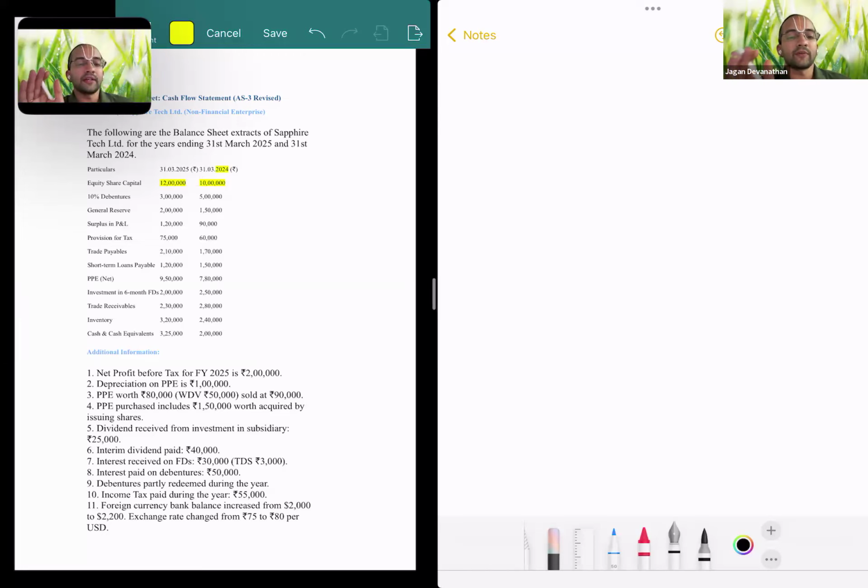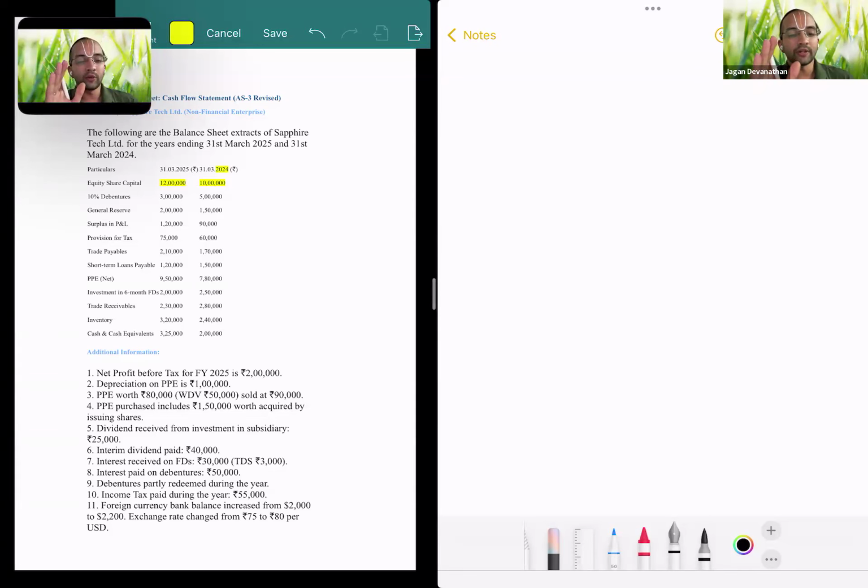Next is dividend receipt from investment in subsidiary. Interim dividend paid is 40,000. Interest received on FDs is given. TDS is also given. Interest paid on debentures is given. Debentures partly redeemed during the year. So it's not full redemption, it's a part redemption that we can see from the balance sheet itself.